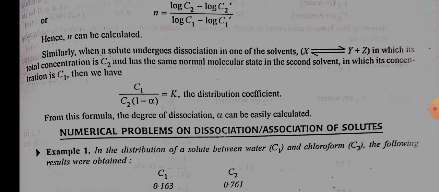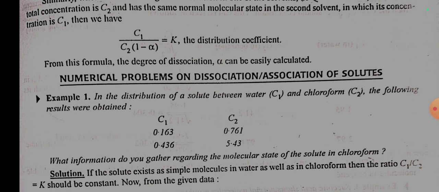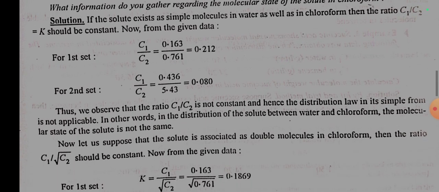Similarly, when a solute undergoes dissociation in one of the solvents in which its total concentration is C2, and has the same normal molecular state in the second solvent in which its concentration is C1, then we have C1 upon C2(1 minus alpha) = K, the distribution coefficient. From this formula, the degree of dissociation alpha can be easily calculated.